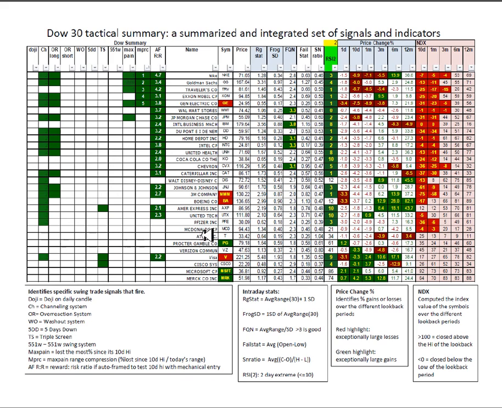So again, now when we come back and look at the Dow 30 tactical summary, we can see some important things here just by looking over the NDX. The fact that most of them are flashing red on a 10-day and even on the 1-month look-back period tells us that Friday's selling was really significant for a lot of symbols, that a lot of them broke down and closed well below their previous look-back period, whether it's 10 days or 1 month. And then you can see by the negative numbers, looking at the magnitude, which ones were the most extraordinary.